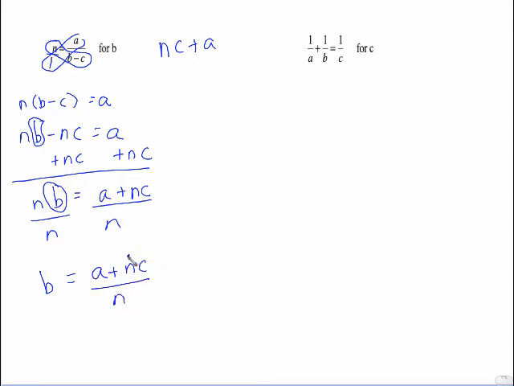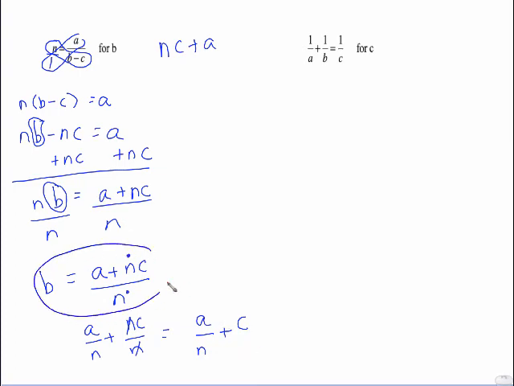Again, you are not allowed to cancel that n with that n because you are not allowed to cancel part of a binomial with a monomial. However, like the last one, we could write this as a over n plus nc over n and cancel those n's. So I would have a over n plus c over 1, but plus c is just fine. So this answer right here is acceptable, or this answer right here is acceptable.